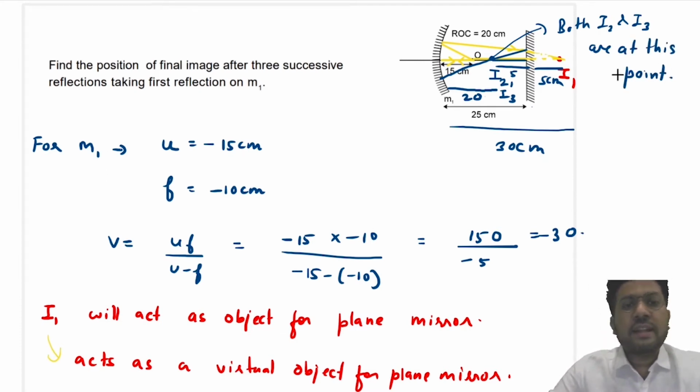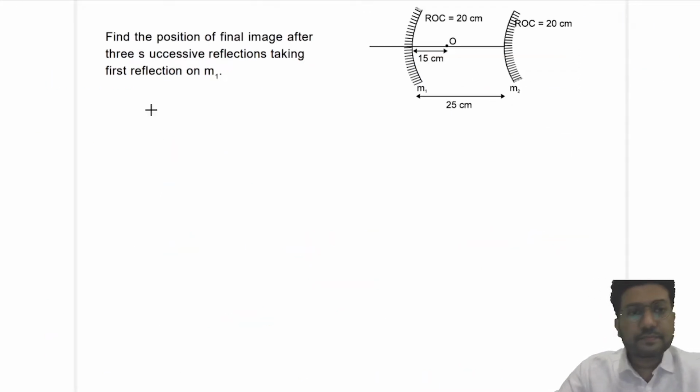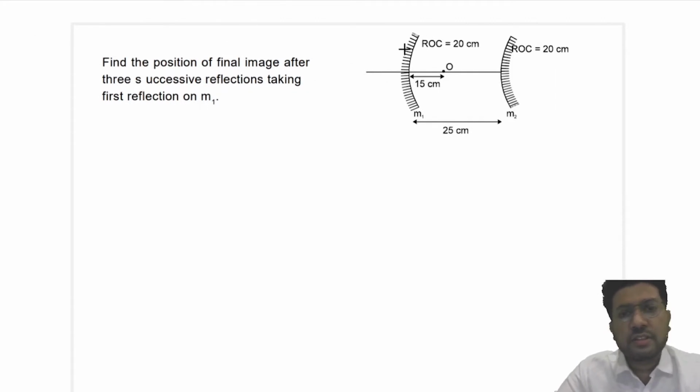Okay. So the final image is formed at a distance of 20 centimeter from the concave mirror and 5 centimeter from the plane mirror. Right? Okay then. In this question, again you have to do the same thing. We need to find the final image after 3 successive reflections, taking the first reflection at mirror 1. So this is the mirror 1 according to the question. So according to this, we need to find the final image.